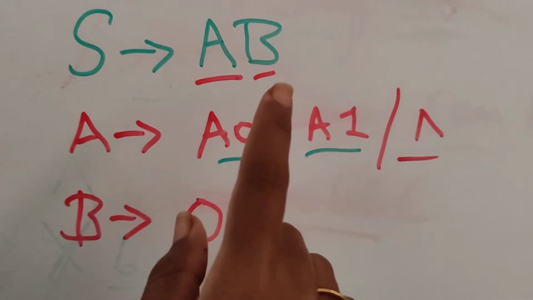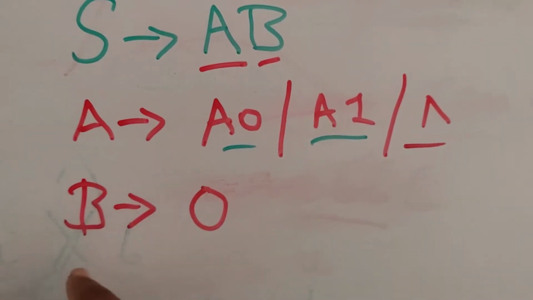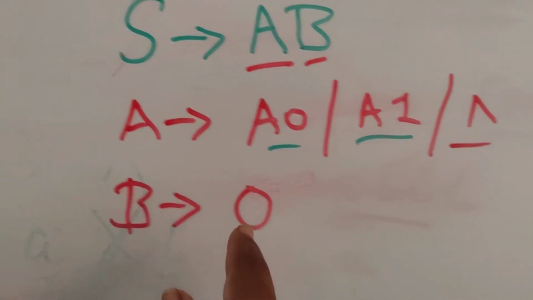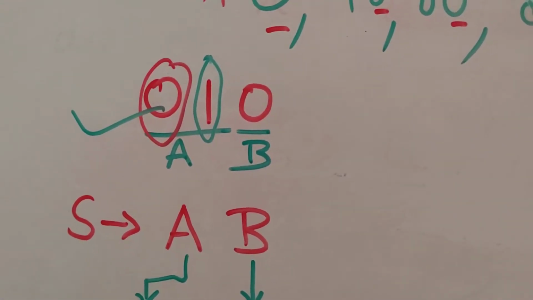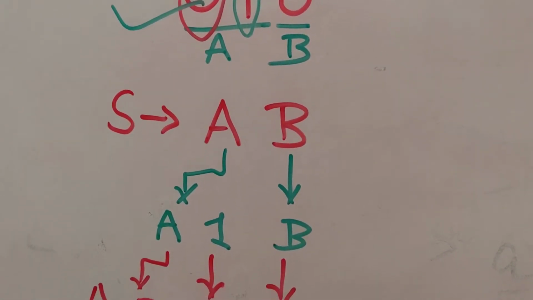Now B is always 0. Why? Because our string is always ending with 0. So I have taken B. From B I am getting 0. Now here was the example that this string I want to get. So I have taken the example from S. I am getting A as well as B.